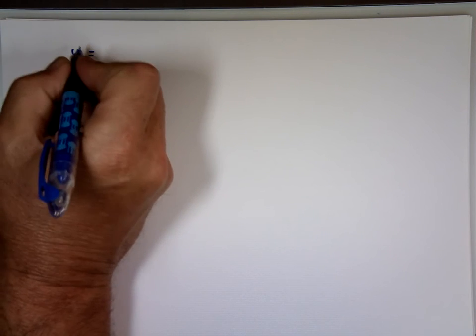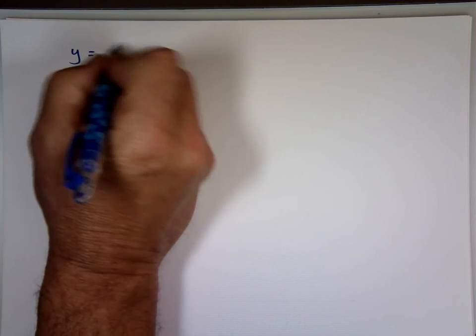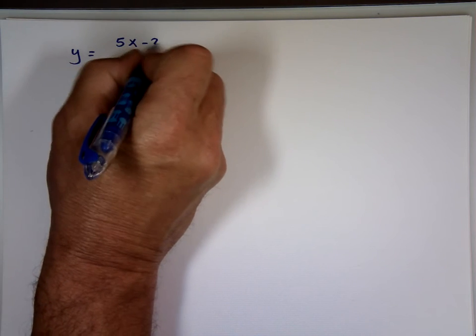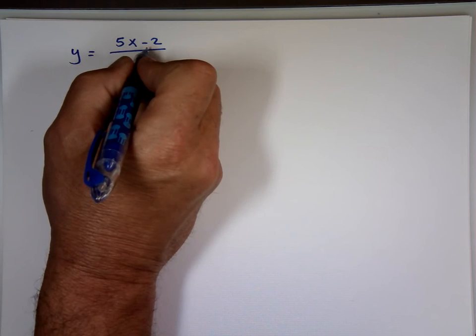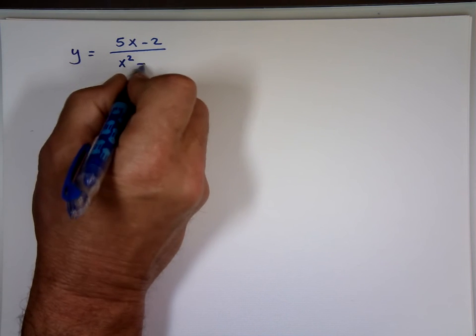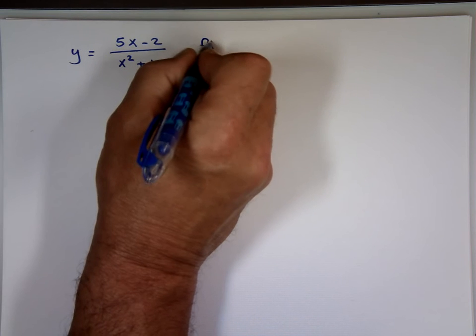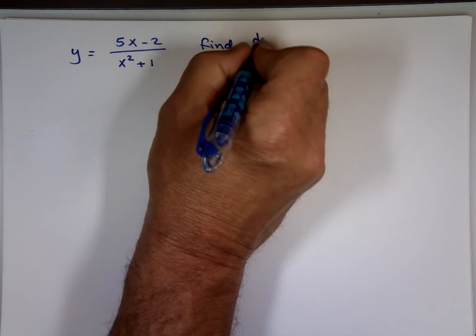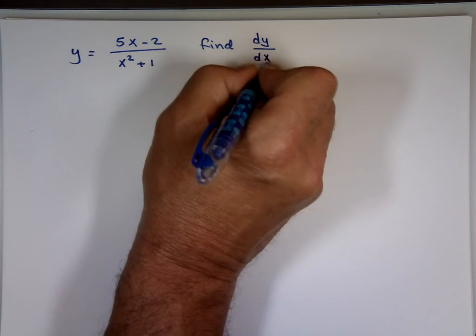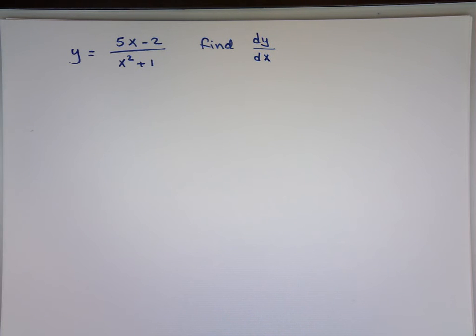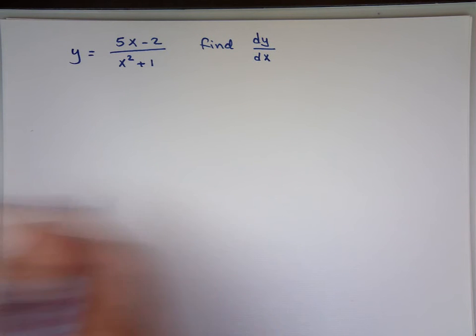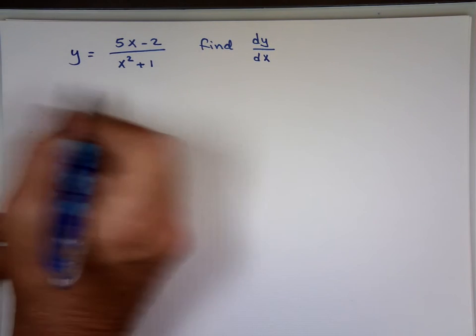y equals (5x minus 2) over (x squared plus 1). Find dy/dx, find the derivative. I'm going to identify the four pieces first. The four pieces. Okay, what are the four pieces?